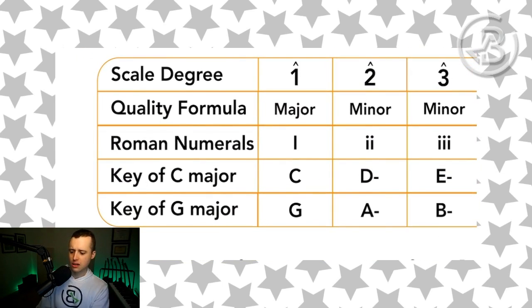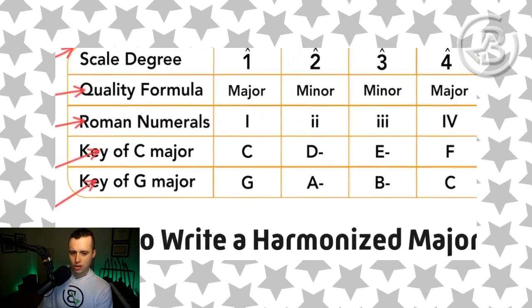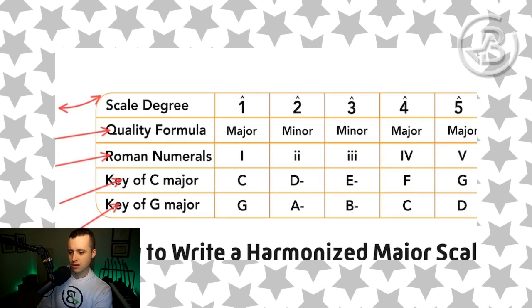So we can see just before we start off that we'll have our scale degrees here. We'll have our quality formula here. Roman numerals will be here. The key of C major will be here. The key of G major will be here. So we're going to compare these straight up and down.